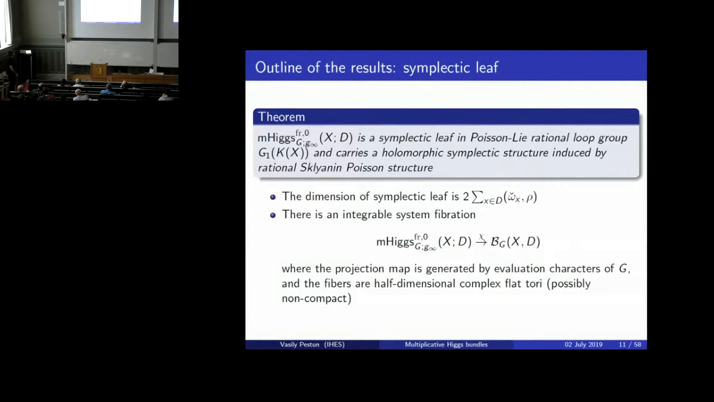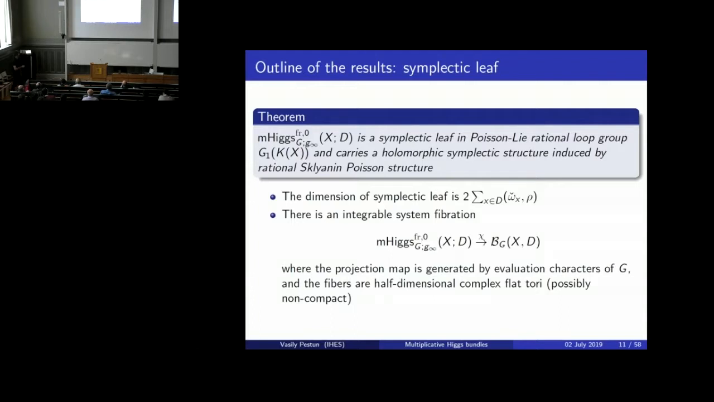The point is that this symplectic algebraic variety is in fact a symplectic leaf in the infinite dimensional Poisson-Lie rational loop group. So what's this group? It's a group of rational functions on X valued in the reductive group G, such that at infinity the value is 1; the subscript carries this information. That rational loop group carries a natural Poisson structure of Sklyanin type, which is induced by the rational R-matrix. I will explain later. And so in this way, the symplectic structure on this moduli space of multiplicative Higgs bundles is canonically induced by the Sklyanin R-matrix or Sklyanin Poisson structure.